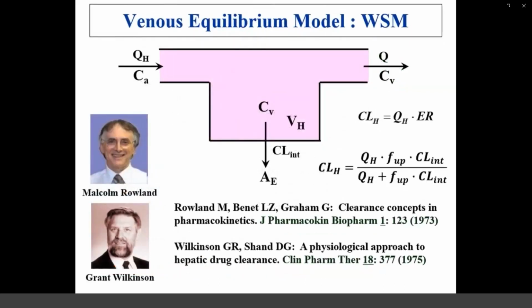The well-stirred model itself, also known as the venous equilibrium model, was popularized by Rowland and Wilkinson and co-workers. This assumes blood flow coming into the organ, rapid equilibration throughout, drug leaving with the venous concentration, and metabolism happening with the term intrinsic clearance. So they provided equations such as hepatic clearance being blood flow times extraction ratio, and hepatic clearance being blood flow, intrinsic clearance with an fUP term. So the fraction unbound in plasma involves the assumption that the free drug hypothesis applies. That is, free drug in plasma equilibrates with free drug in the hepatocytes to provide clearance.